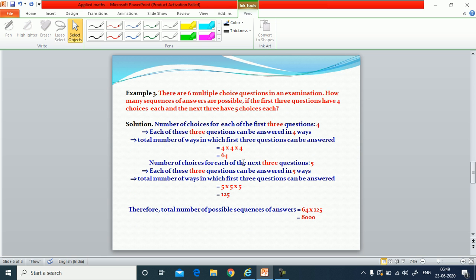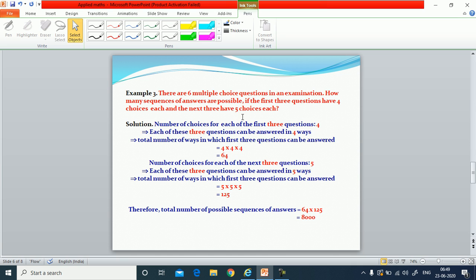Okay, going for our next one. See, it says there are 6 multiple choice questions in an examination. How many sequences of answer are possible if the first 3 questions have 4 choices each and the next 3 have 5 choices each? So question number 1, 2 and 3, they have got 4 options. But question number 4, 5 and 6, they all have got 5 options.